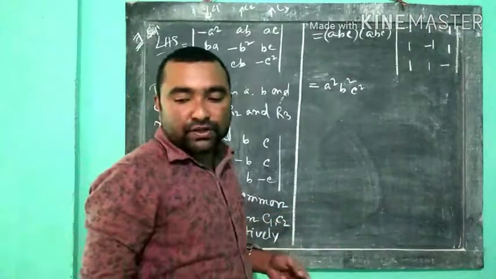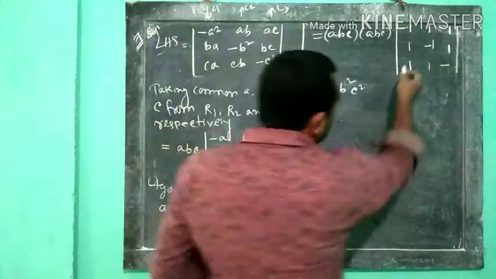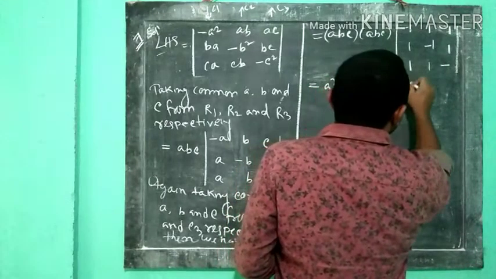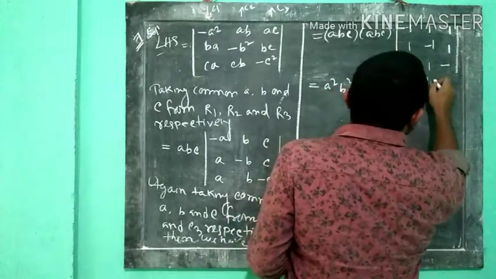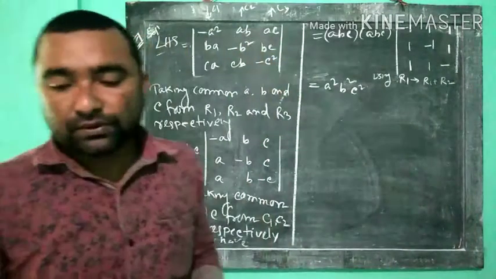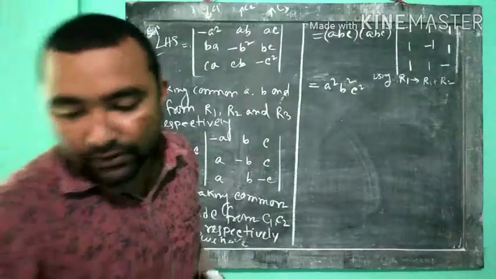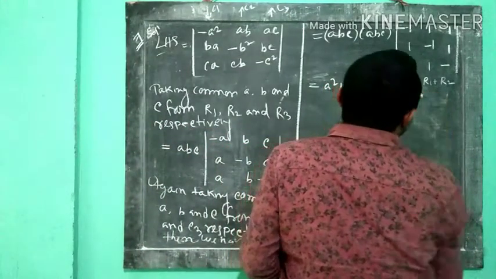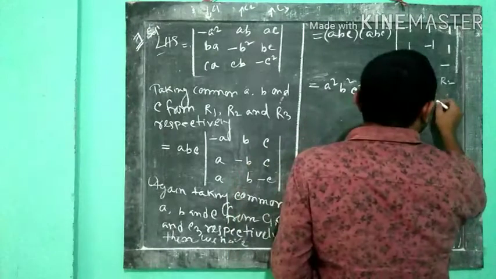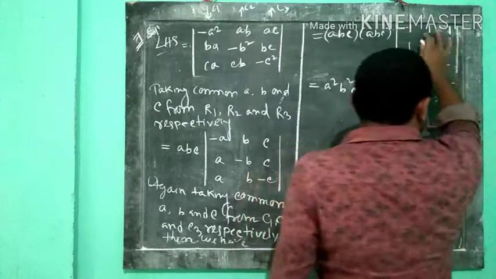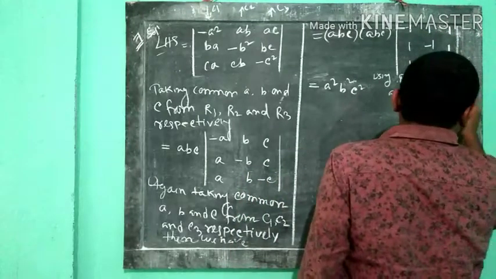Using the operations R1 goes to R1 plus R2, and R2 goes to R2 minus R3.